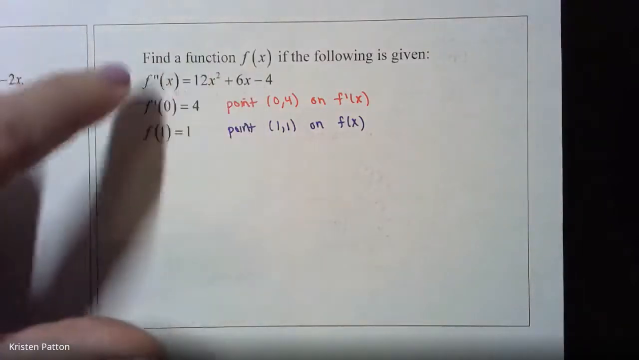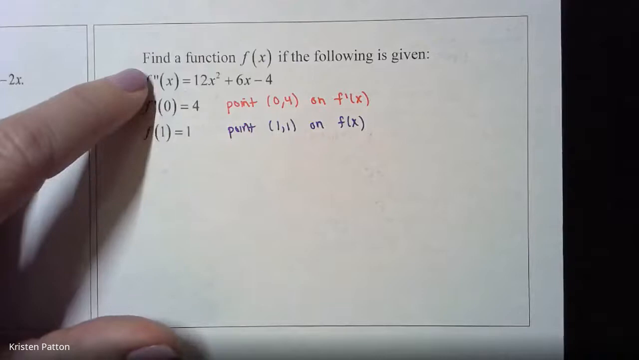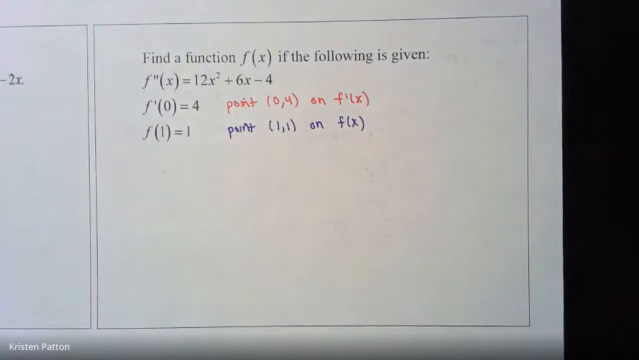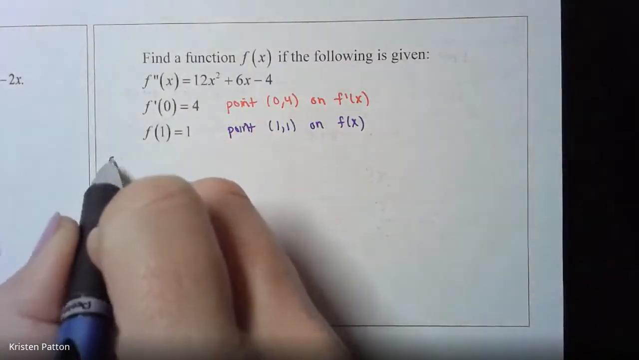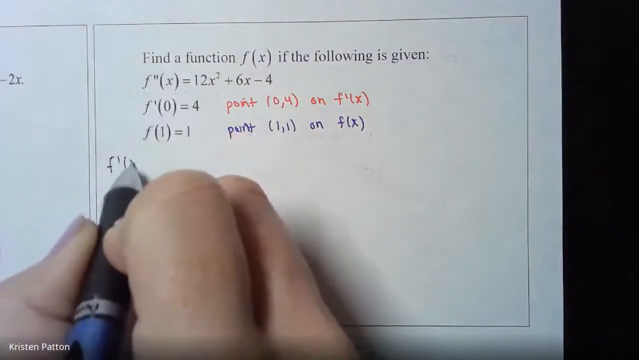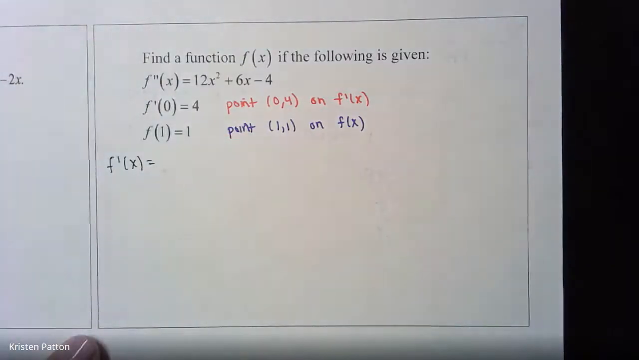So they gave us the second derivative. They're asking us to find the original. Well, just like when they gave us the original and said find the second derivative, we took the derivative twice, we're going to take the antiderivative twice. So if I'm starting with f double prime, then the first thing I can do is find f prime.